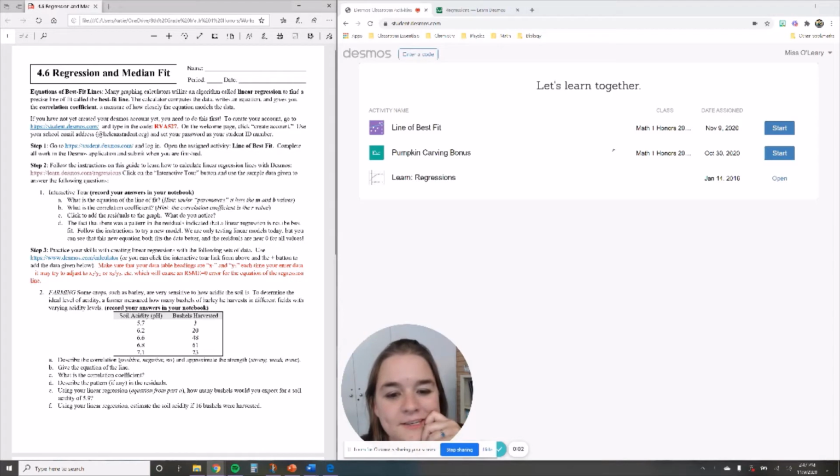So once you're logged into your account, you should see something that looks like this page here. It'll have the top two. That pumpkin carving bonus is still open until Friday this week if you'd like to keep working on it. But let's take a look at this line of best fit activity. Take a look at your instruction page here. You are going to do step 1, which is to go to the line of best fit.